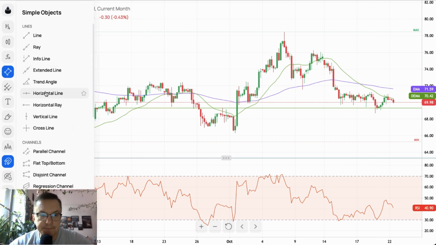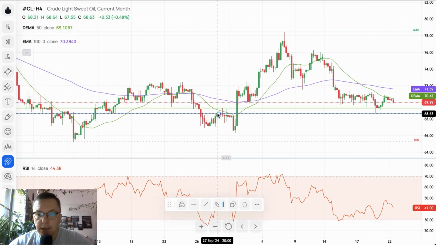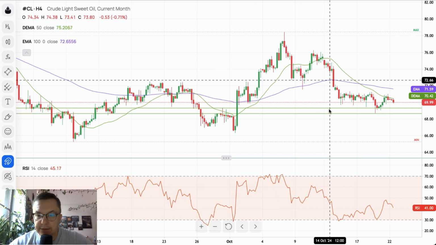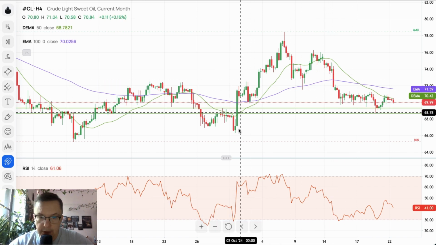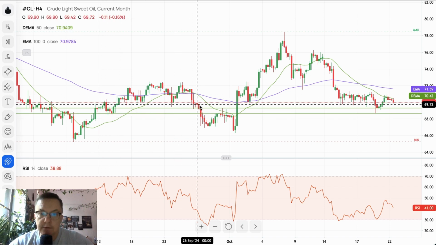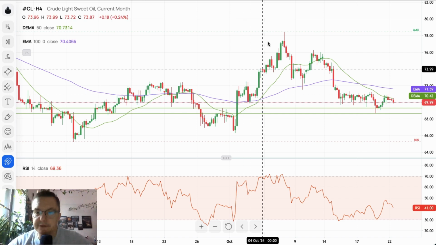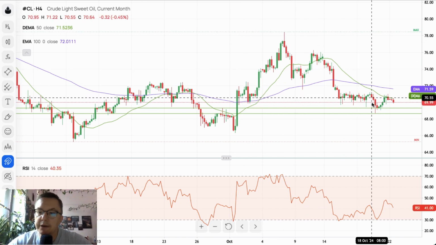The lower, there's one more level here, 68.63, and together they create a demand zone. It used to be a supply zone, but after this breakout here with that candle, it became the demand zone. So of course we got this high here, and now we are going lower.